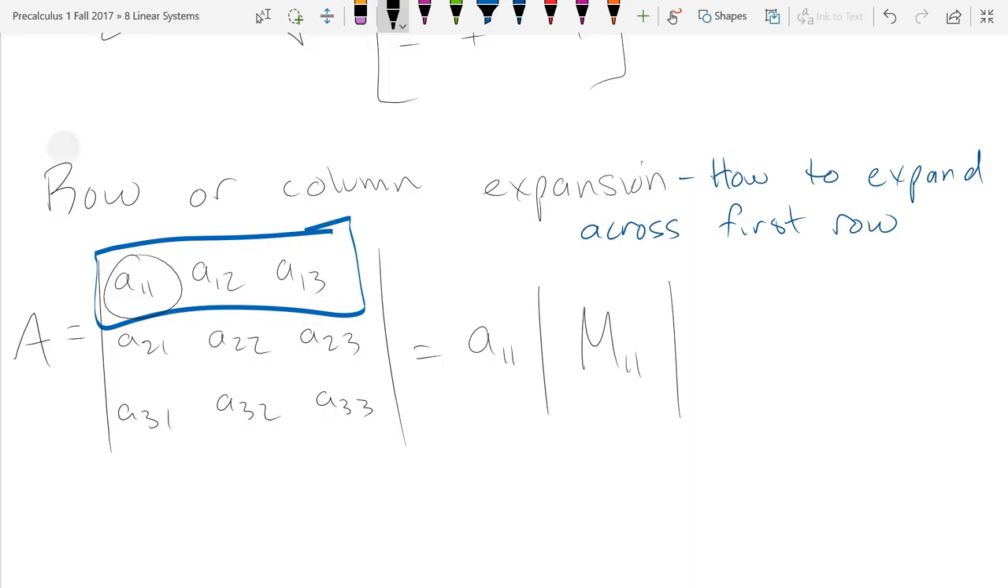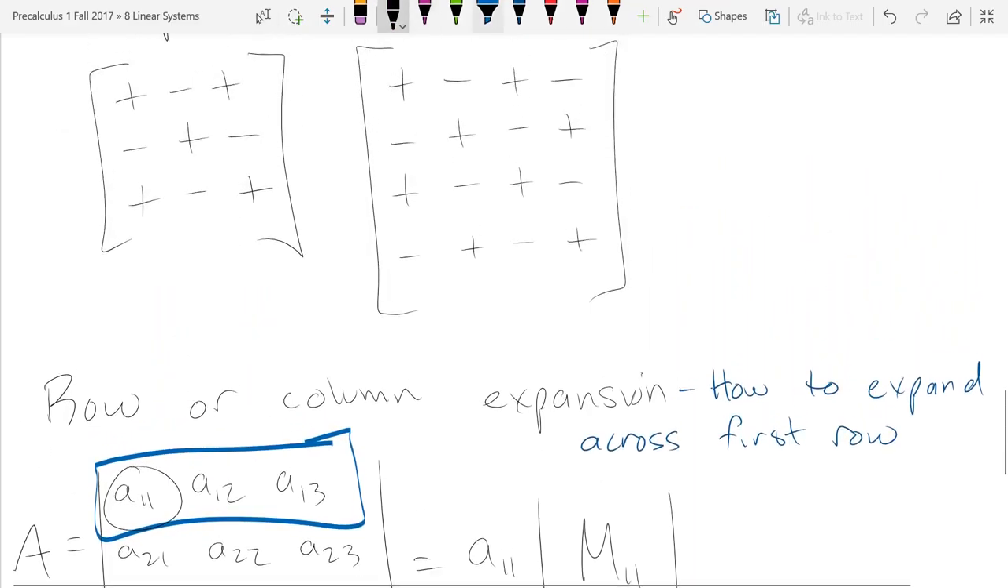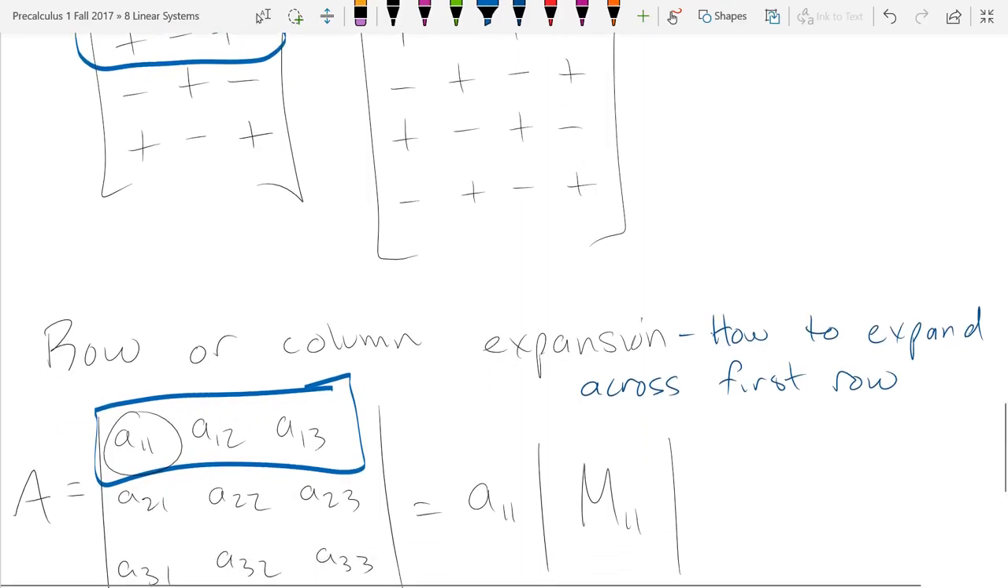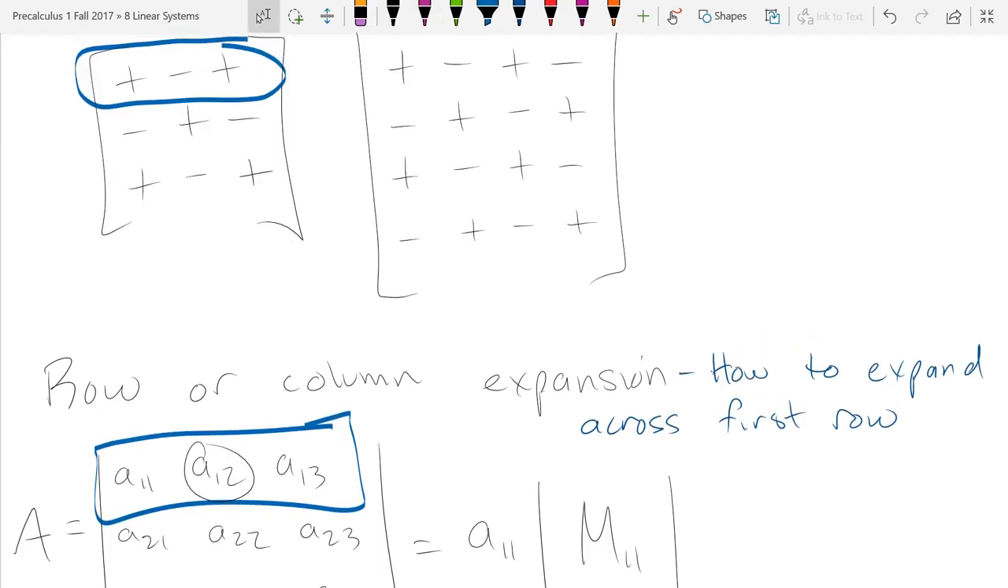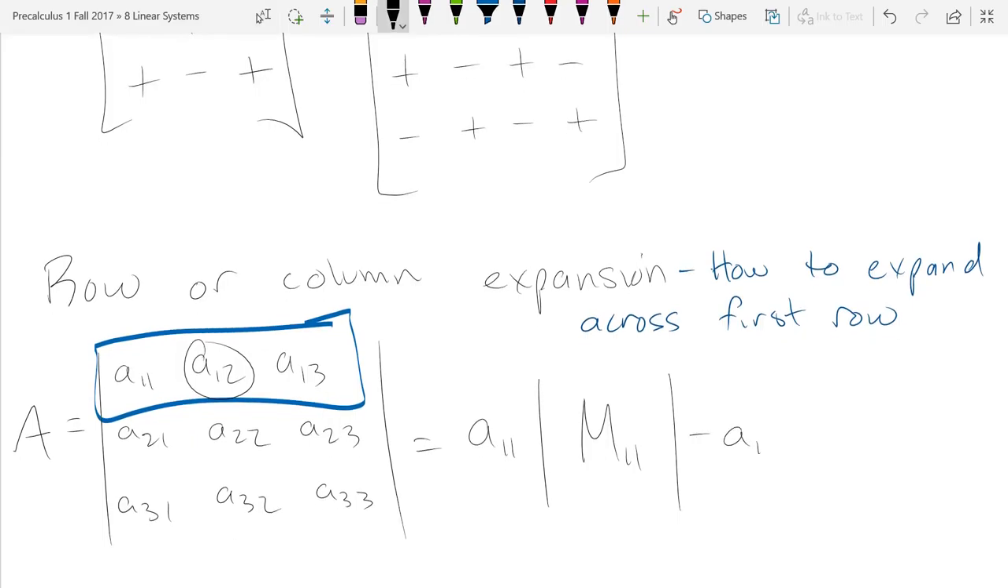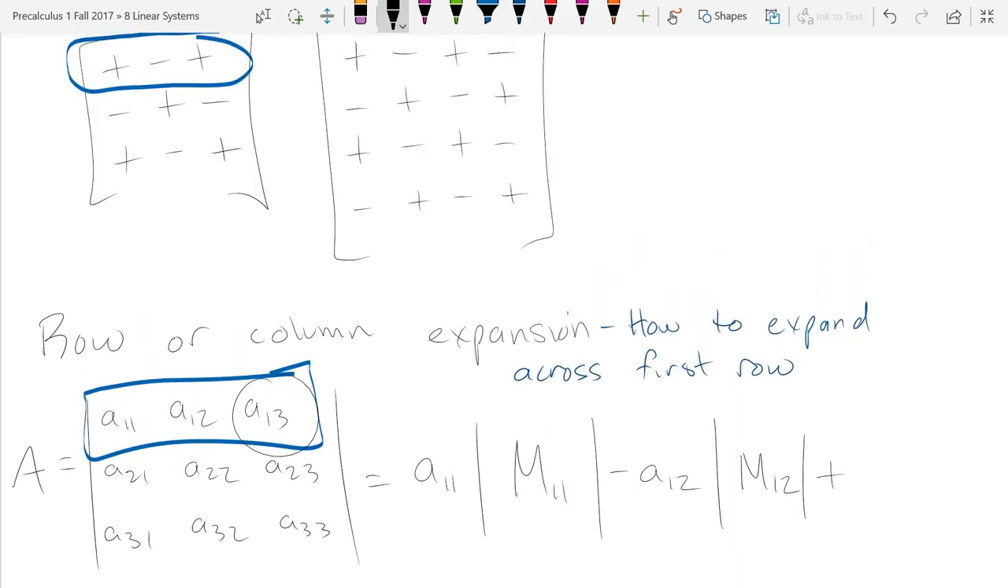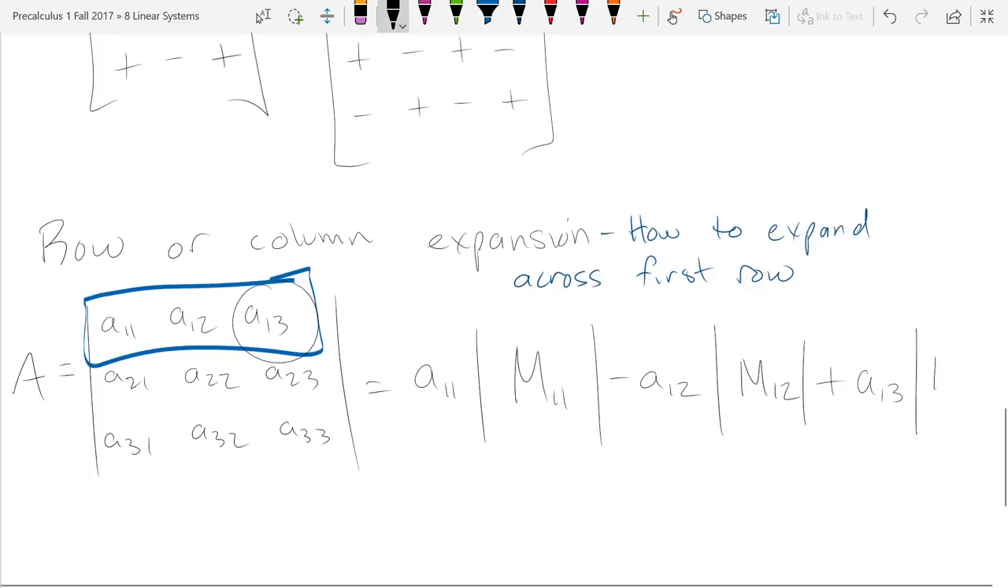Now the tricky part is the sign matrix. We are going on the first row, so we have to pay attention. The next term, A12, when we use that, we are going to have a negative. So this is going to be minus A12 times the determinant of M12. And last up, we're going to go with A13. And this is, again, plus, because we're in the upper right corner of the sign matrix. So it's plus A13 times the determinant of M13.